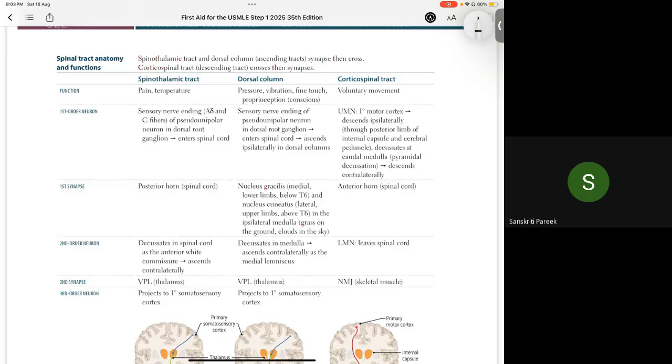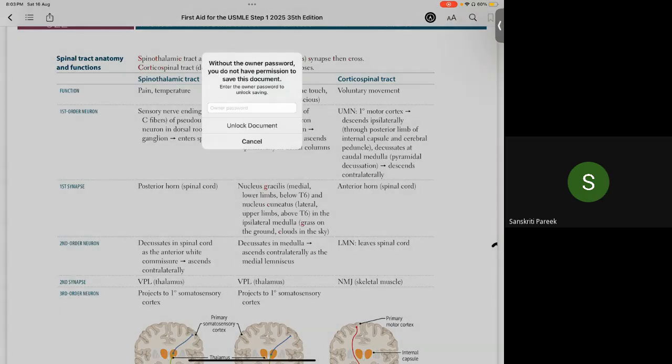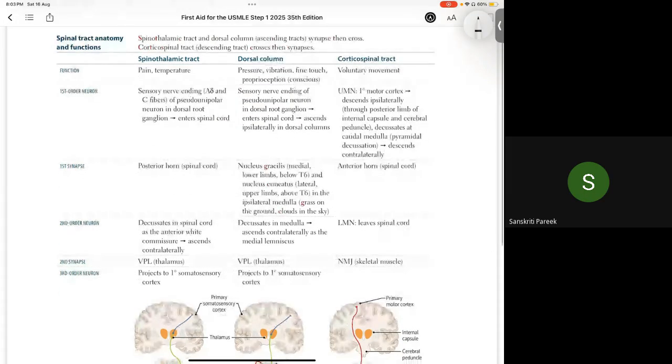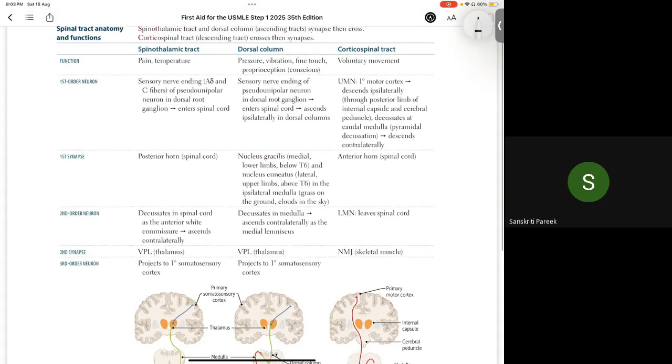Sensory nerve endings of the unipolar neurons in the dorsal root ganglion enter the spinal cord and ascend ipsilaterally in the dorsal column. Ipsilaterally, right? The fasciculus gracilis and cuneatus. First order neuron is going to synapse at nucleus gracilis and nucleus cuneatus, and they're going to start decussating, right? They're going to move upward, the second order neuron, moving into the VPL, getting into the somatosensory cortex. Is it clear? Yes or no?